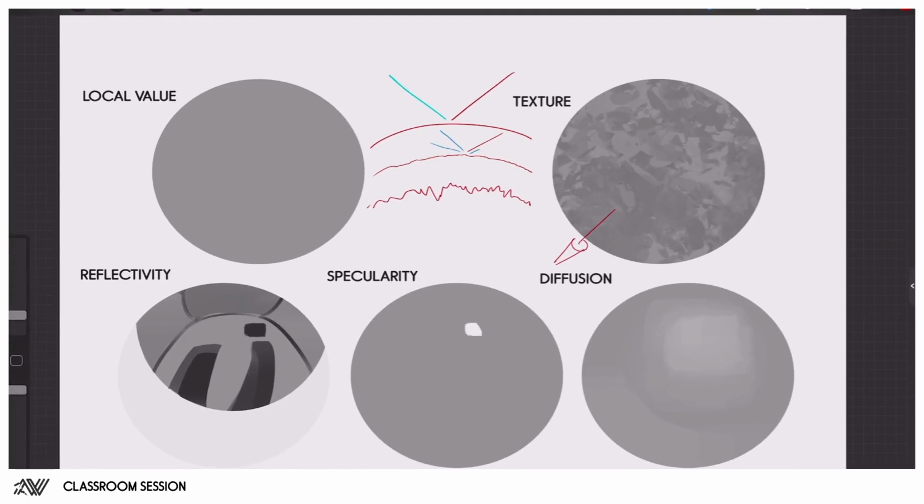Local value is actually the color under no light. Of course, or ambient light for that matter. But ambient light can still have some sort of color. So let's call it a very neutral ambient light. It's the most true form of the color without being affected by any light source.